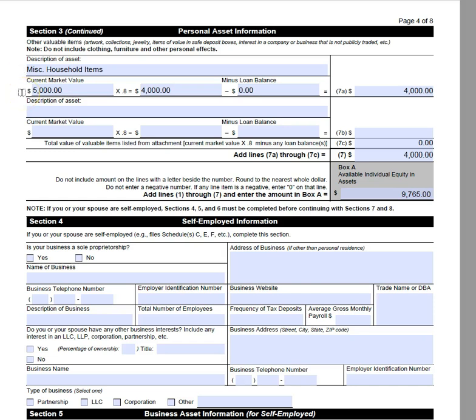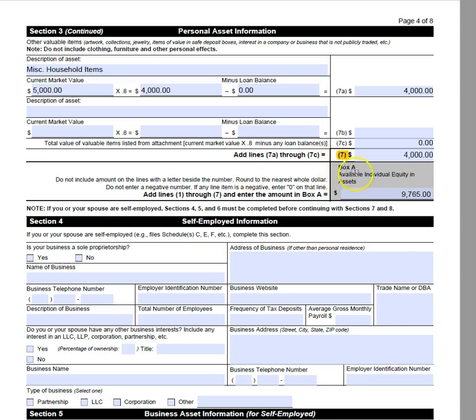The best way to come up with the market value on this is to go through and figure out, if you were to put everything in your house out on your yard and have a yard sale, what would you bring in from that? And that's going to be the best way to come up with your current market value if you don't have any significantly valuable pieces. So we're going to say that this is $5,000. Our quick sale value at 80% is $4,000. Bring that over. There's no deductions here, so we bring that here.